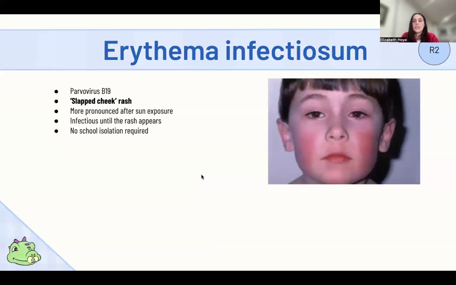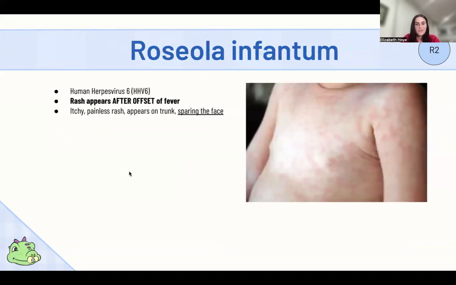This next one is erythema infectiosum. That's parvovirus B19. You can see there the slapped cheek rash, which is the red parts of the cheeks, and they become more obvious after being out in the sun. But the kids don't need to isolate from school. That's usually because they're infectious until that rash appears, so you might not know that they have it.